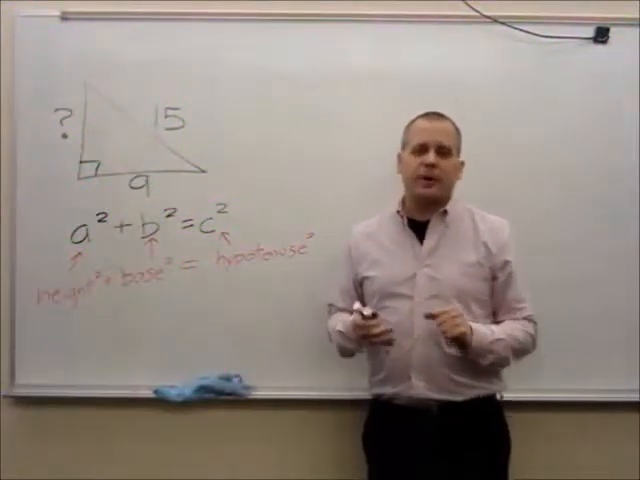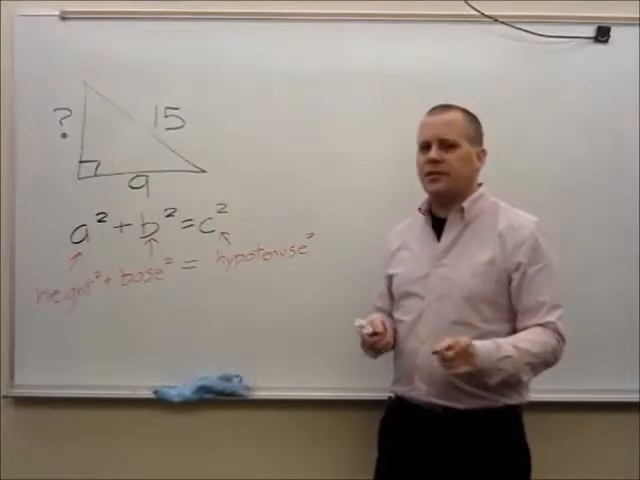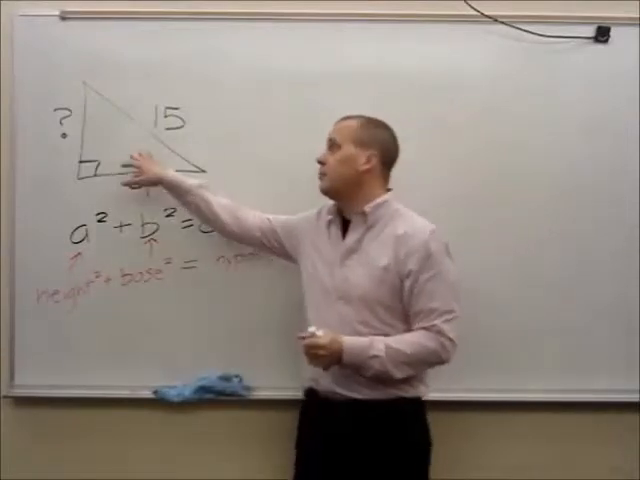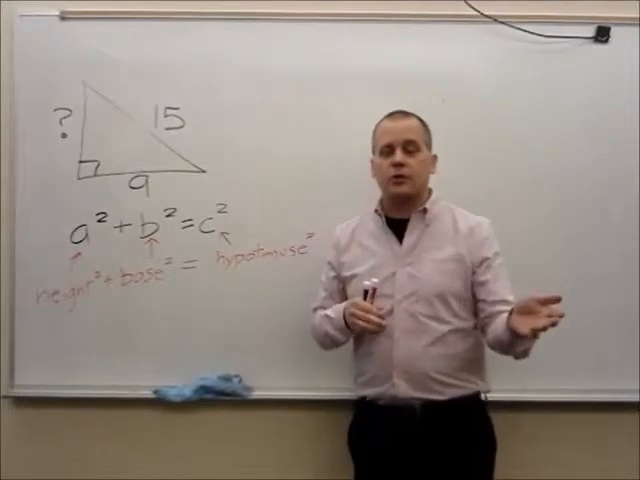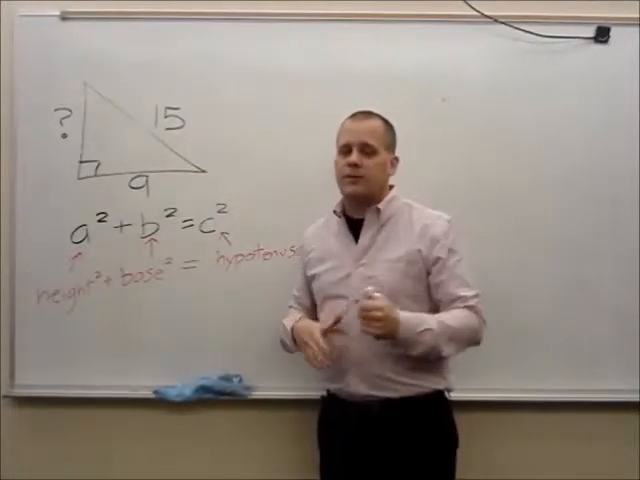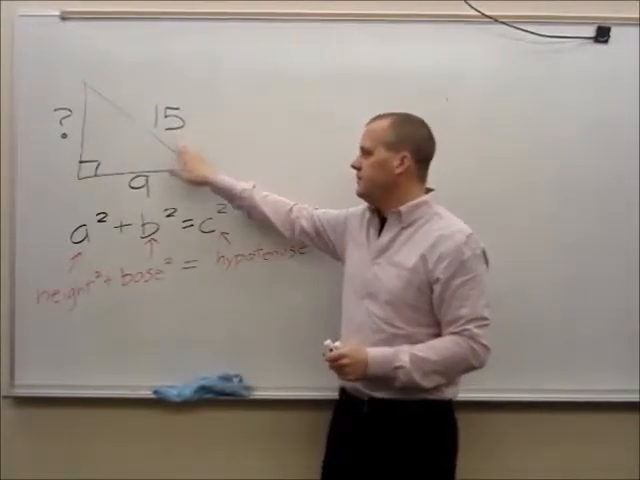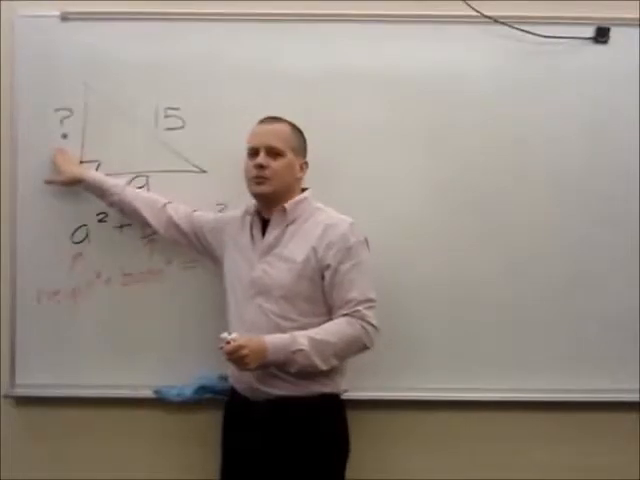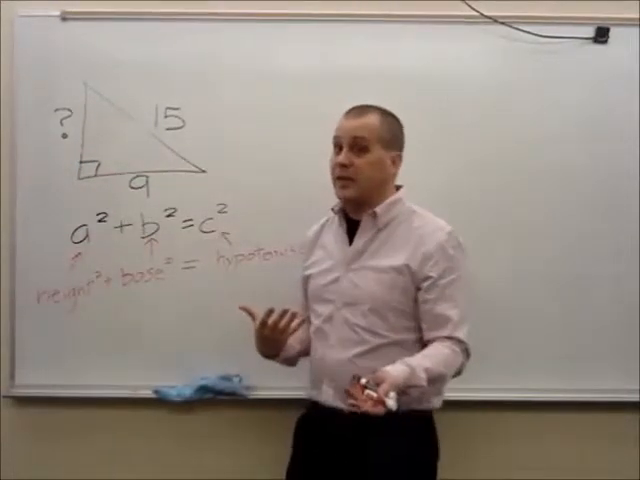Hi, welcome back everybody. We're talking about the Pythagorean theory. And with the Pythagorean theory, if we have a right triangle, we can figure out the third side length if we know the two side lengths. So, for example, right behind me, I've got this right triangle, and I've got 15, 9, and a question mark. And what I need to know is, what does the question mark equal?